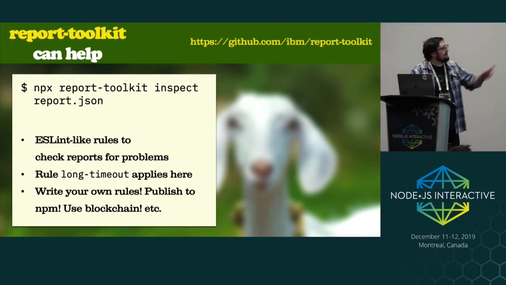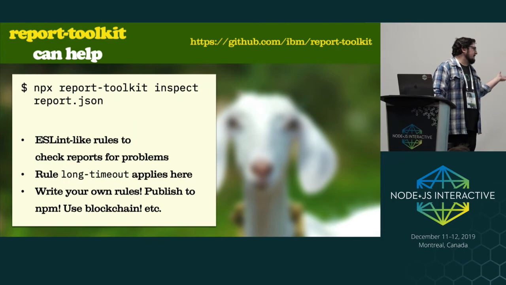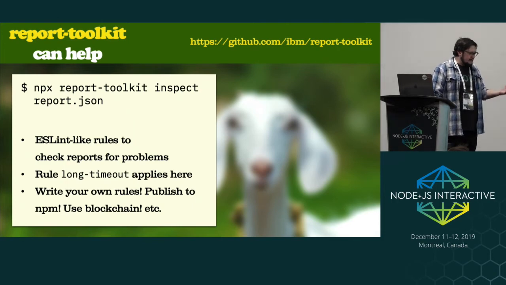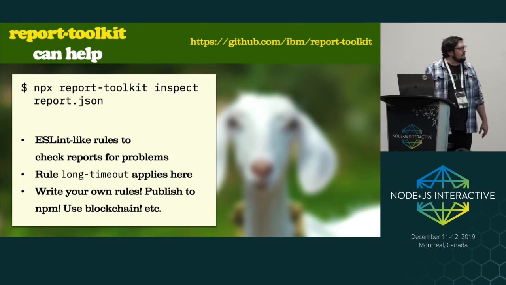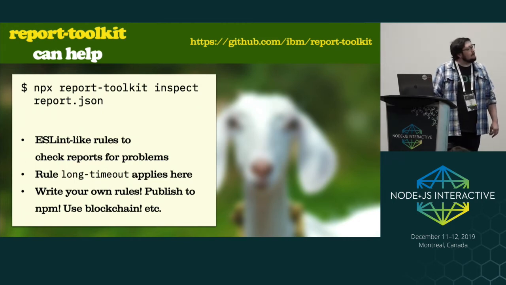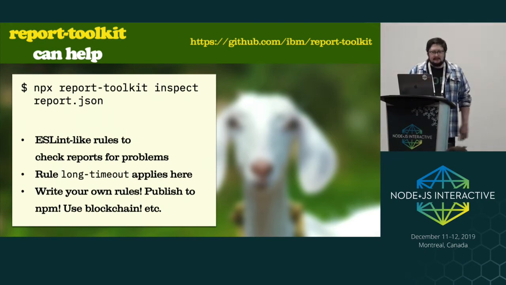It has this inspect subcommand, and this is the thing that I think is really neat. There are these rules, they're heuristics, just algorithms or functions that accept a report file, and the function examines the report file and decides what to do. There are built-in rules. One of these happens to be the long timeout rule, which will look for this very situation in your report file. You could run this on any report file really, and it'll see, is there anything fishy going on here? It will let you know if there's a timeout that's far off in the future and it's still active.